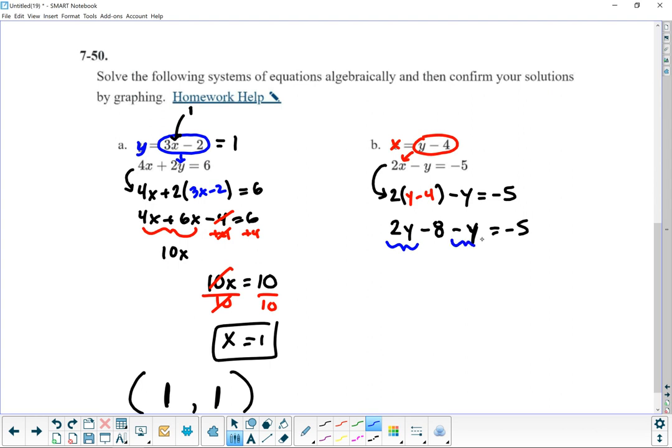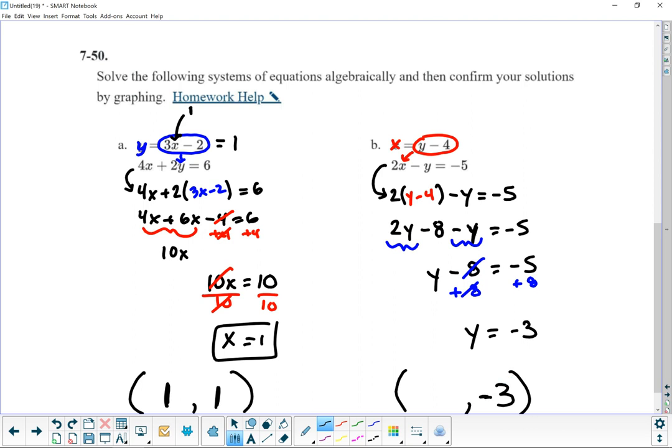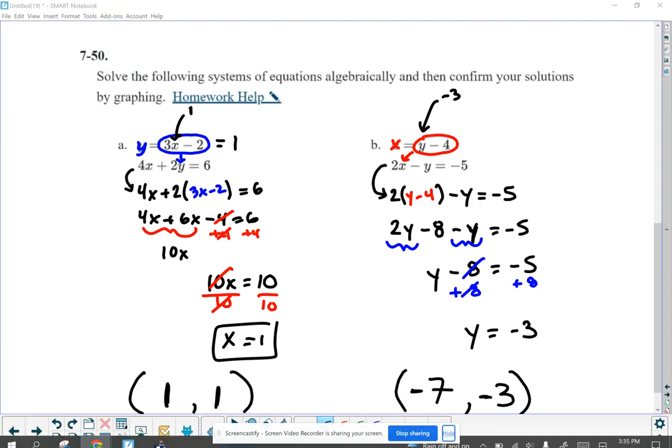I'm going to combine 2y and negative y, which is going to make 1y, where I'm just going to call it y. And then minus 8 equals negative 5. I'm going to add 8. Cancel, cancel, and we get y equals negative 3. So that means my answer is going to look like this with a negative 3 on the y. And if y is negative 3, that means x is, I'm going to do this mentally, negative 3 minus 4, which is negative 7. Okay, that's my two answers. All right, call it a wrap.